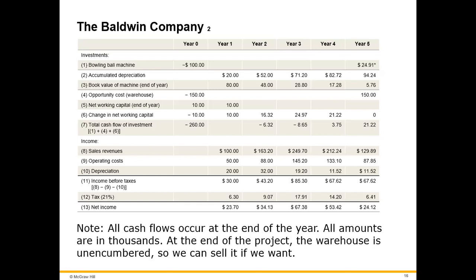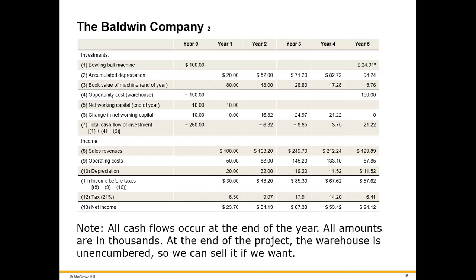The depreciation was calculated, so we subtract the operating costs and depreciation. Income before taxes, 61,620. Multiply that by the 21% tax rate to get 6,410. Subtract that from income before taxes to get net income. Whew.